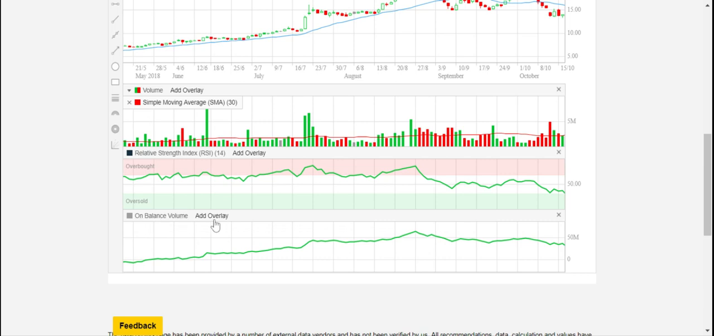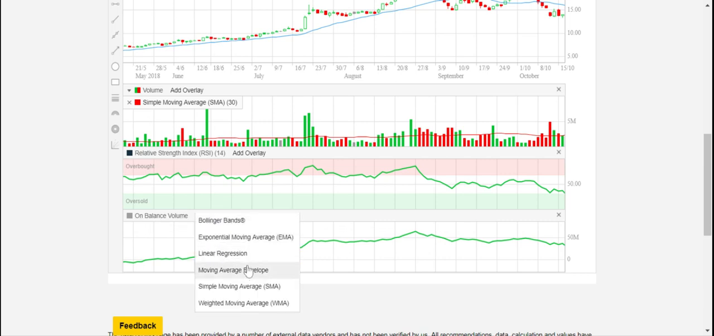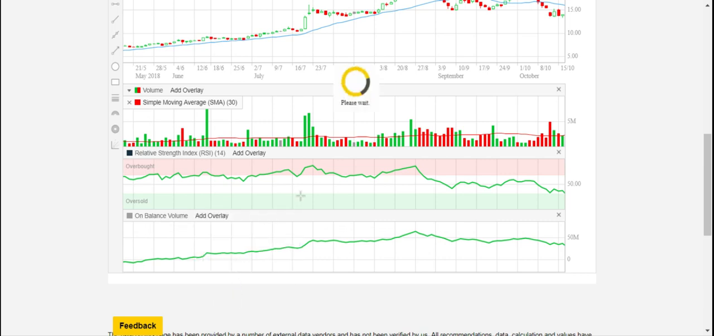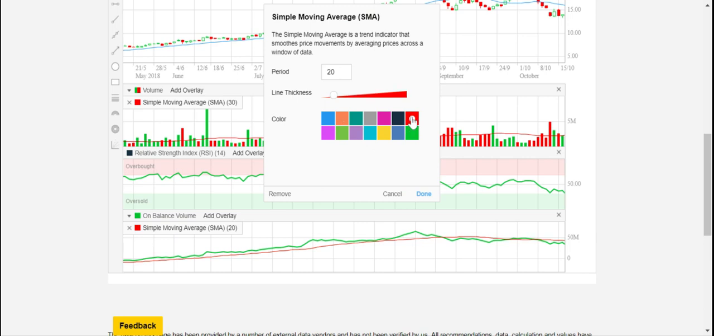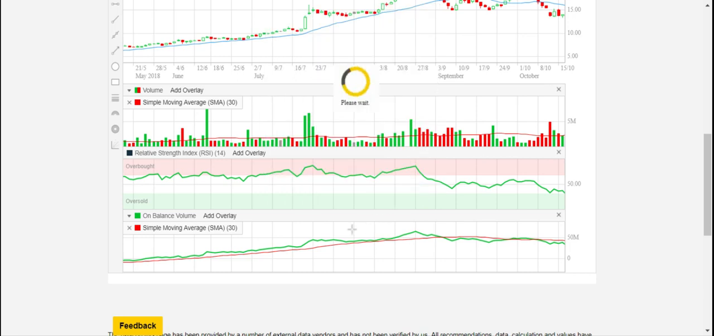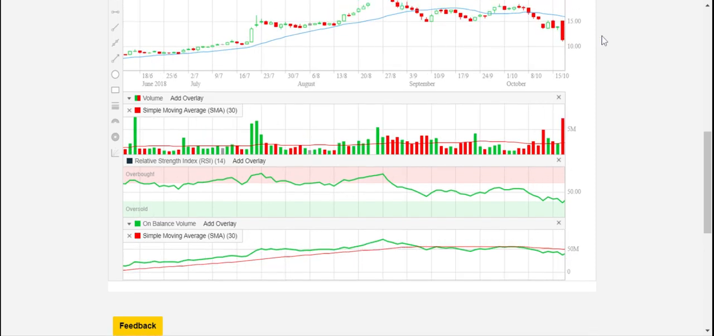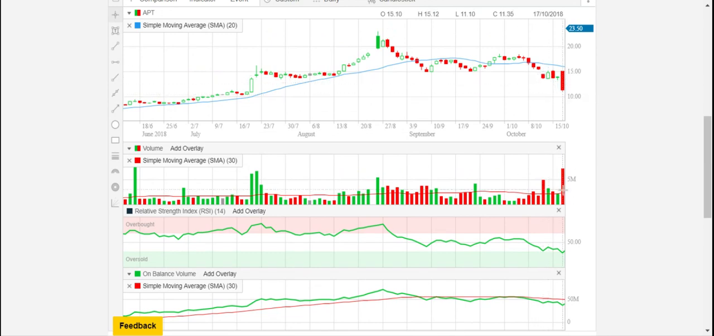Then I'll add an overlay on this one, a 30 day simple moving average. Again, click on that one there, simple moving average, and I'll make it red and 30 days. What I'm looking for is stocks where the volume is moving above that 30-day MA. So you can see how it's fading away here, and up here the stock is also fading away. Even the RSI is coming down.